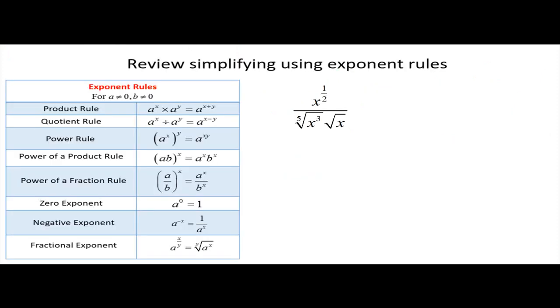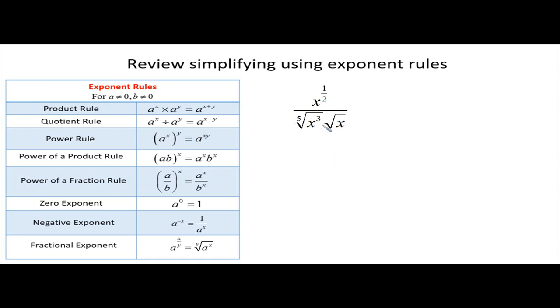Okay, so let's take a look at this next example now. This one is a little bit more complex. First of all, this is in exponent form, but on the bottom, it looks like we have these in radical form. So the first thing we want to do is get everything in the same form, so I will change everything to exponent form.